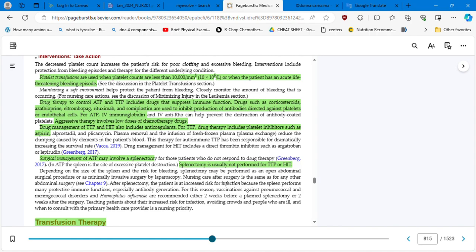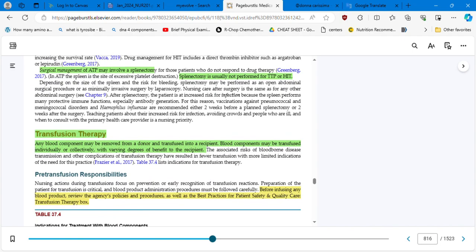Aggressive therapy involves low doses of chemotherapy drugs because they want to suppress the immune function. Drug management of the thrombotic and the heparin types also includes anticoagulants. For the thrombotic type, drug therapy includes platelet inhibitors such as aspirin. Okay.